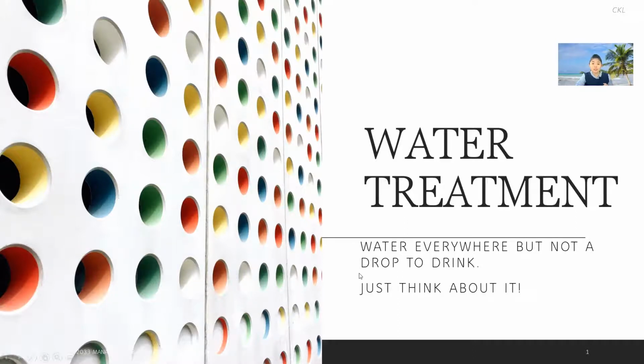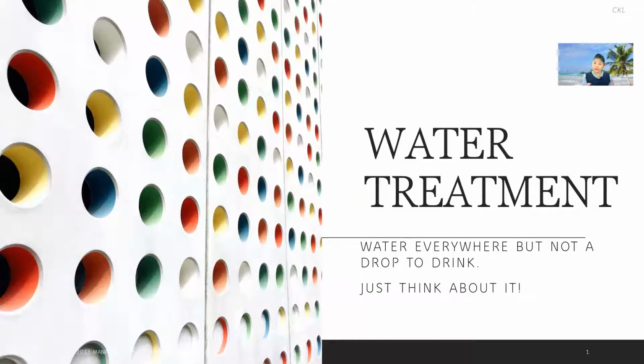Okay, I just want you to remember this sentence: water is everywhere. No matter whether it is clean water or dirty water, you have water everywhere. But if there is not a single drop to drink, what will happen? If you have water everywhere but you cannot drink it, what will make you think?